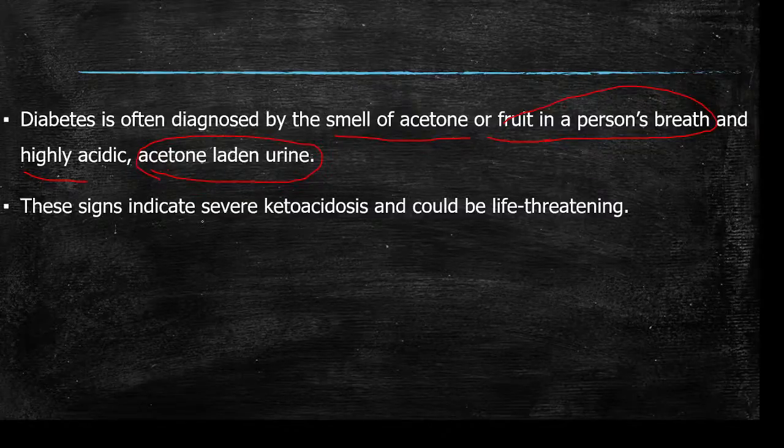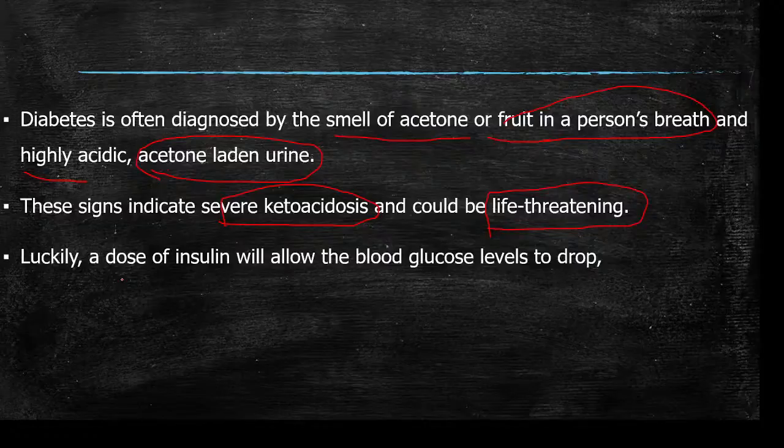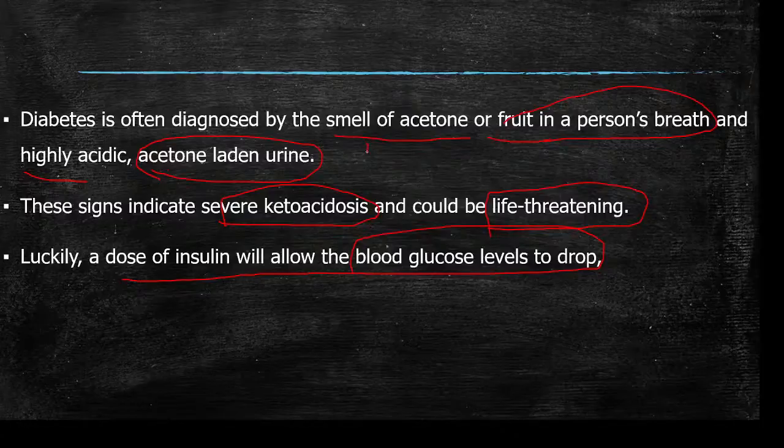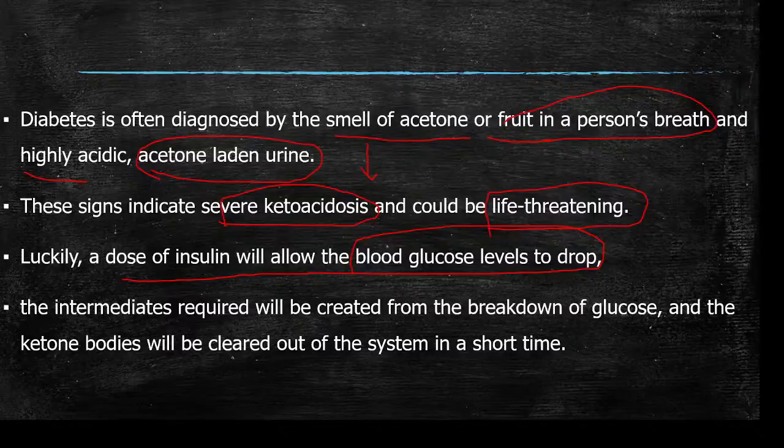so these signs indicate that the patient is suffering from severe ketoacidosis, and it has to be addressed because it is a life-threatening condition. Okay, a dose of insulin will allow the blood glucose level to drop, and the insulin will help in the utilization of glucose as a source of energy. Then the ketone body level will drop immediately. Okay, so the intermediates required will be created from the breakdown of glucose, and the ketone bodies will also be cleared out of the system in a short time.